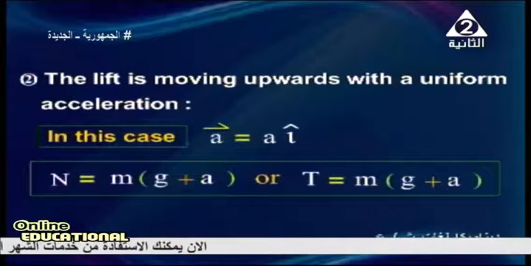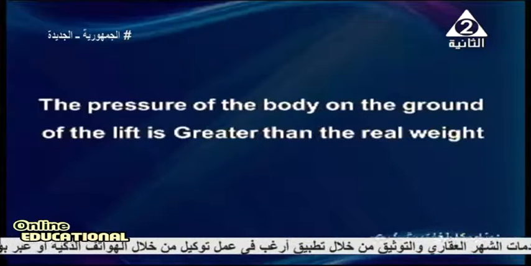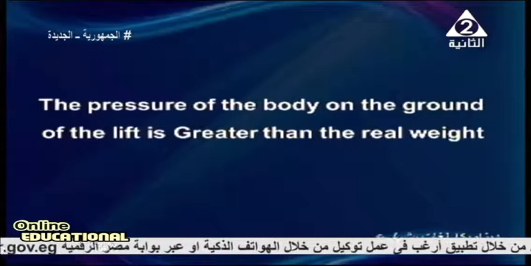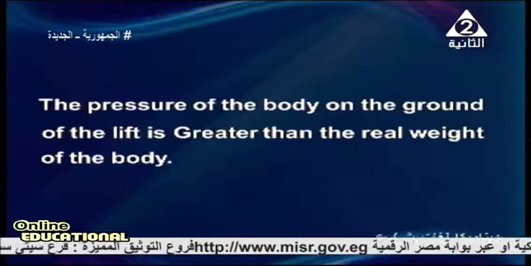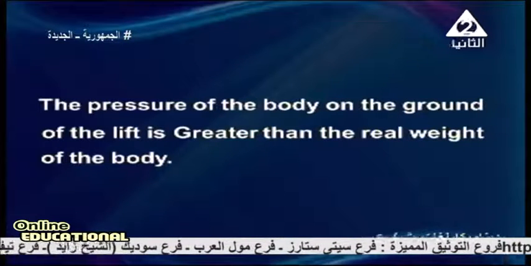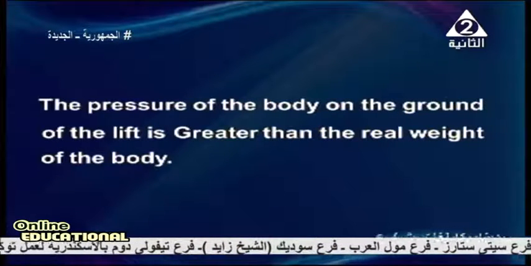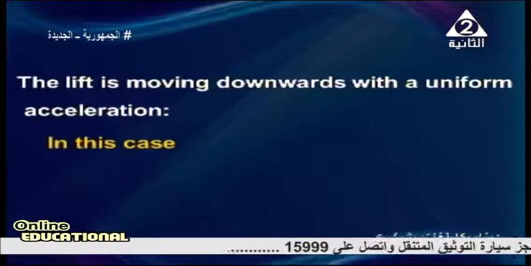In this case, the pressure of the body on the floor of the lift is greater than the real weight of the body. If the pressure is greater than the real weight, the lift is moving upwards with uniform acceleration. And the third case, the lift is moving downwards with a uniform acceleration.